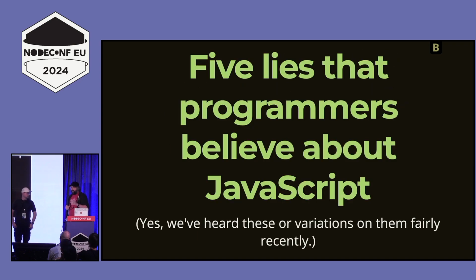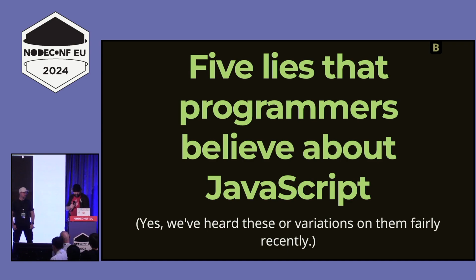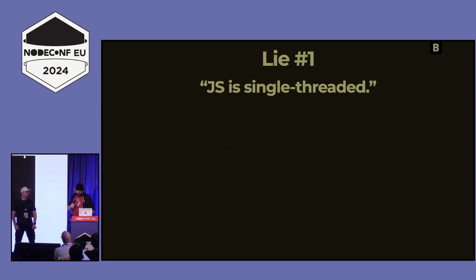All right, so now I want to talk about 5 things that we've heard people say fairly recently in our work. There's a lot of misconceptions, so let's dive into them. First one, JavaScript is single-threaded. I mean, of course, this is a lie. We're at this talk, we wrote the book, it's obviously a lie.